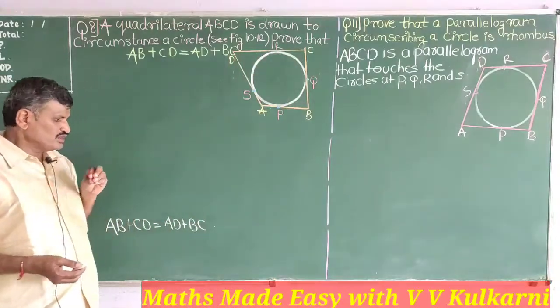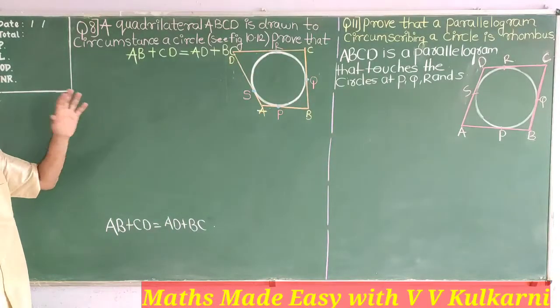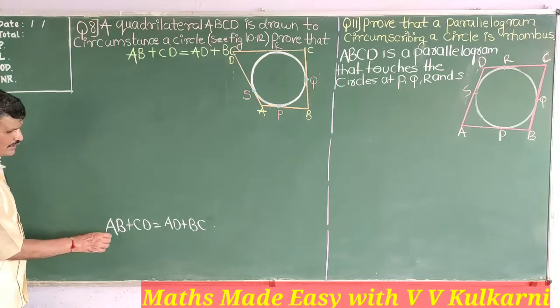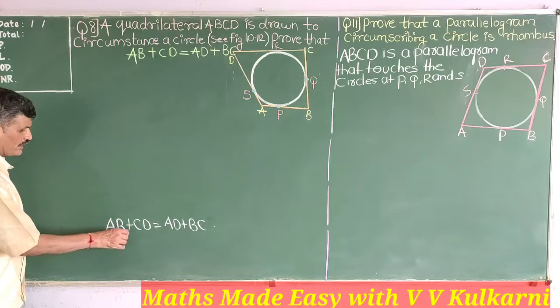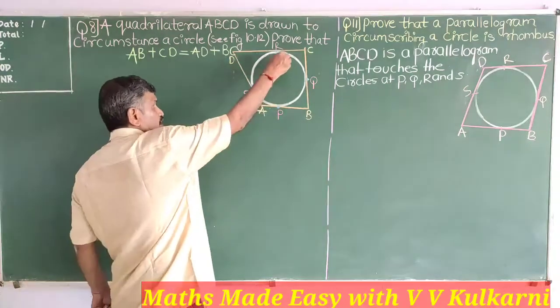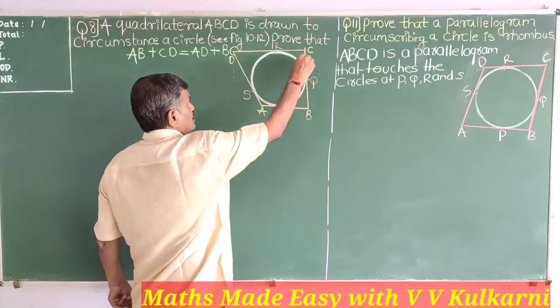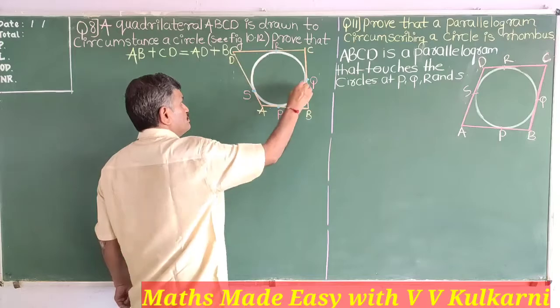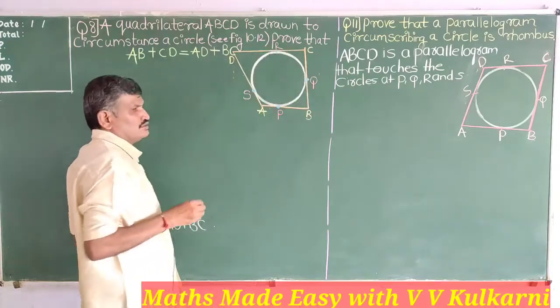See, if you use this simple technique, I think the things will be very simple for you. What is that? I will just tell you. I need to prove AB plus CD equals AD plus BC. So this is the circle, and here is a quadrilateral ABCD. It touches the circle at points P, Q, R and S.